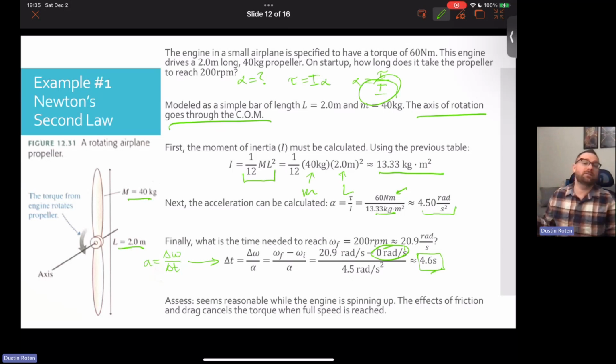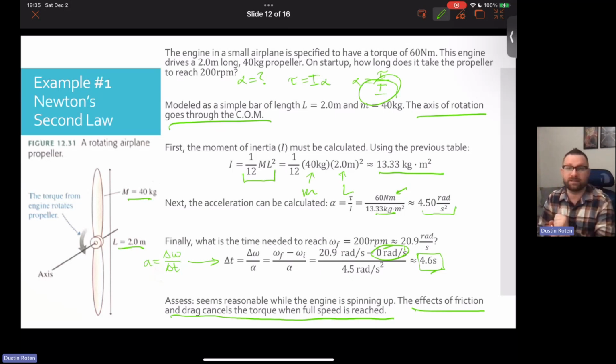Now at the very end, we just need to assess and make sure that this seems reasonable. I think it is about 4 or 5 seconds for it to get to 200 RPMs while it's spinning up. Sounds right. The effects of friction and drag cancel out the torque when full speed is reached, right? Because the net torque would be 0, since it's spinning at the same speed and not spinning up anymore. It's reached its maximum speed.